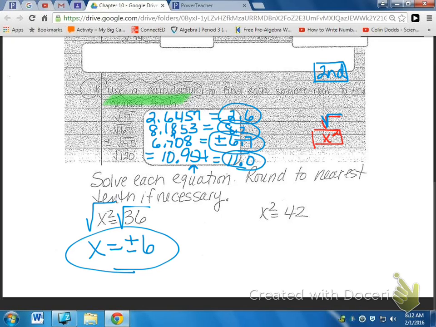x squared equals 42, so we want x alone. We square root both sides. And I've got to say plus or minus. Well, when I square root 42, it comes out to 6.480. And this says round to the nearest tenth, so I'm going to say plus or minus 6.5.